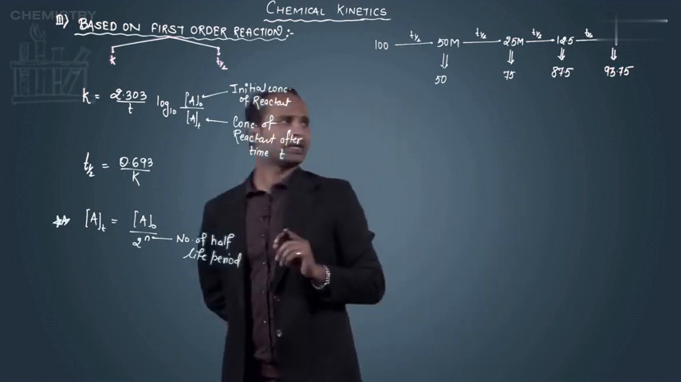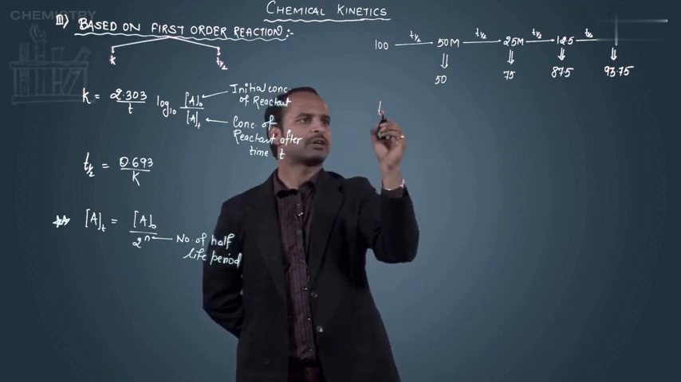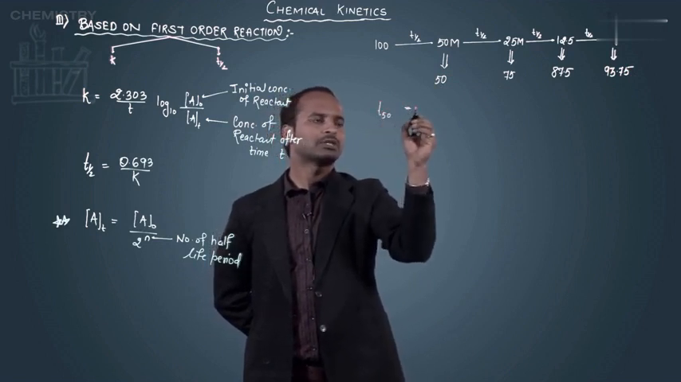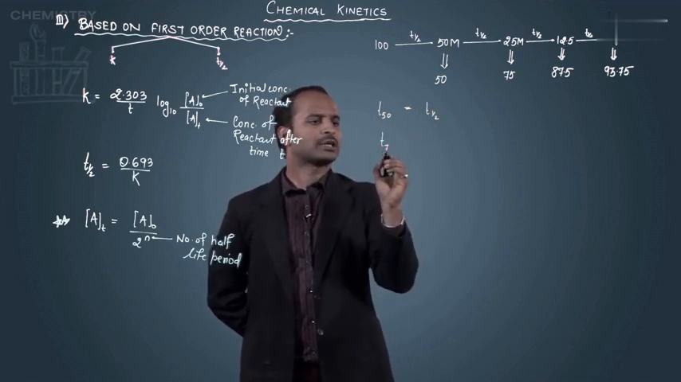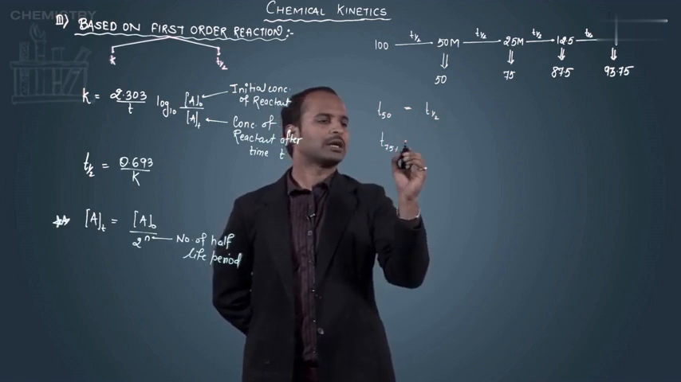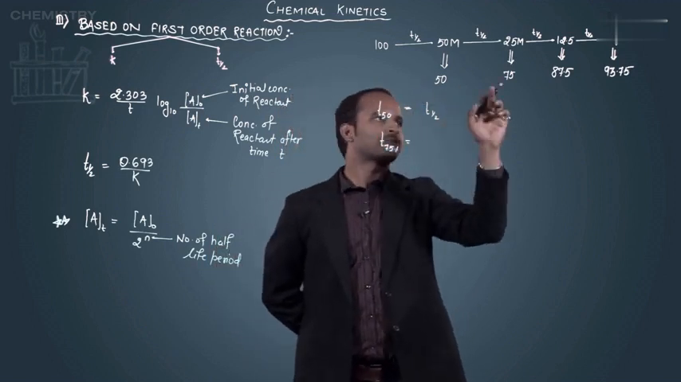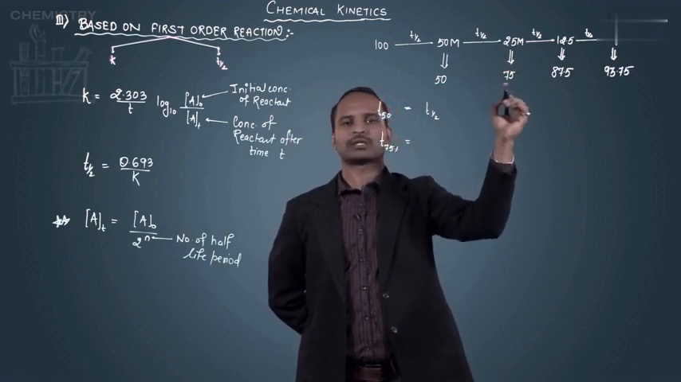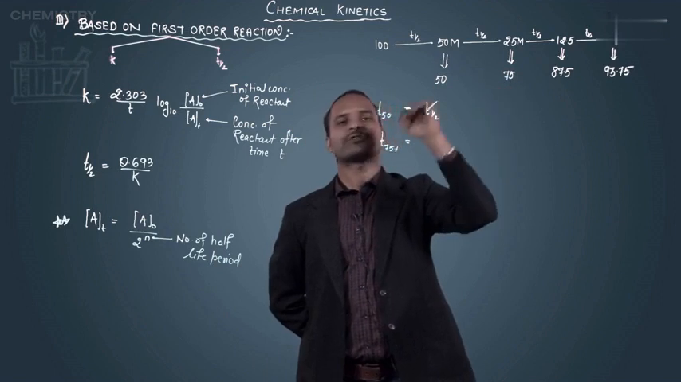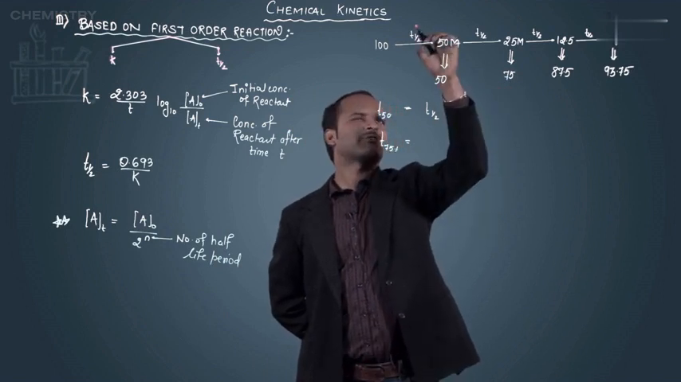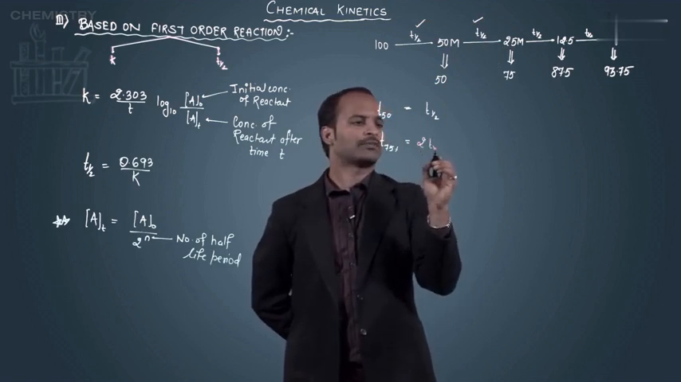Now from this, I can say that the time required for 50% is T half. The time required for 50% of the reactant to be consumed is T half. The time required for the consumption of 75% of the reactant, that is, 25 is left means 75% is consumed. So for the consumption of 75%, how many half-lives are needed? 2 half-lives.